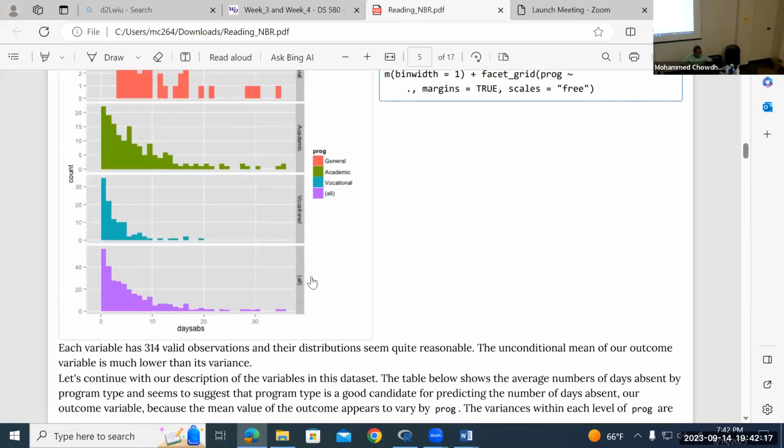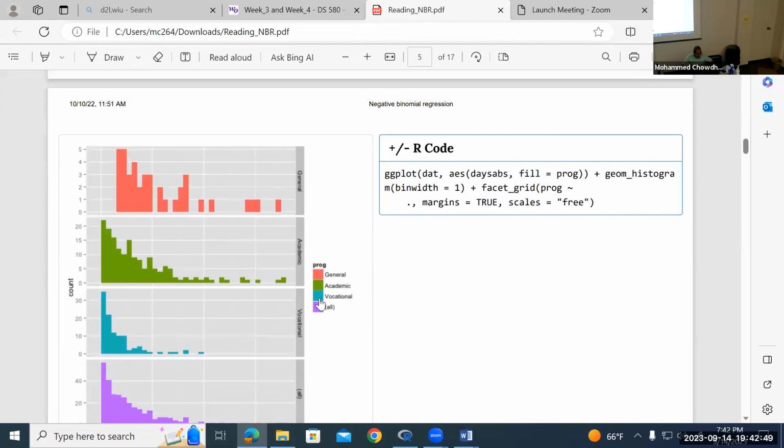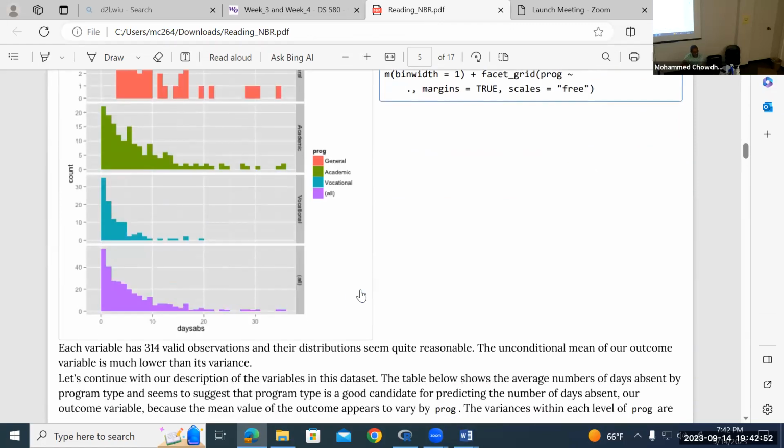Then they computed the counts, like a bar chart for each of these programs. For the general program, the count is like this, and then for the academic program, the count is higher. It went up to 20, and for the vocational one, the count is way higher. This goes up to maybe 40, and this is the overall result. So in this case, we want to predict the number of days absent from the math score and the type of program.